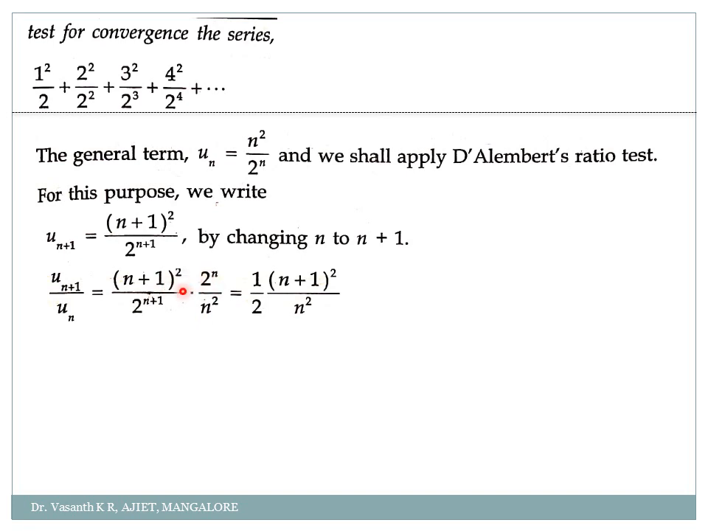See, this 2 to the power n plus 1, how can I write it? 2 to the power n into 2 to the power 1, correct? So 2 to the power n will get cancelled. So 2 will remain here, fine. And here what will remain? N plus 1 the whole square divided by n square is there.